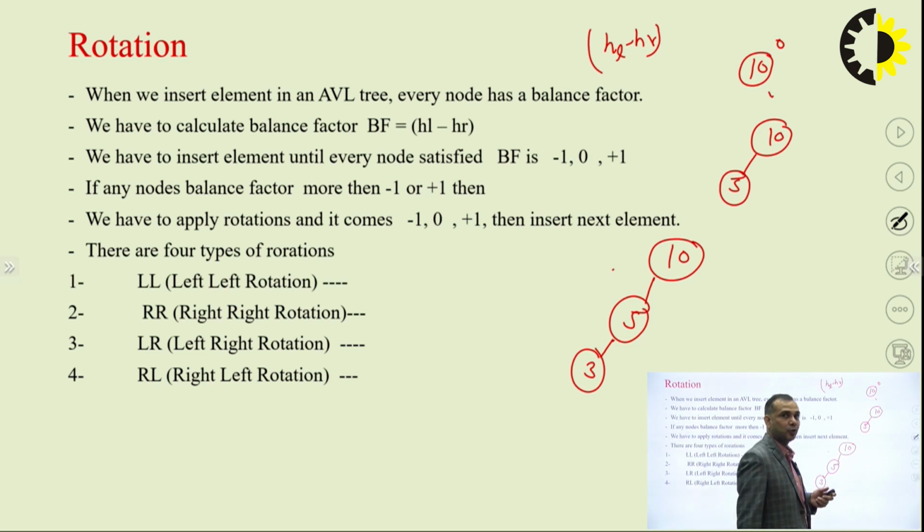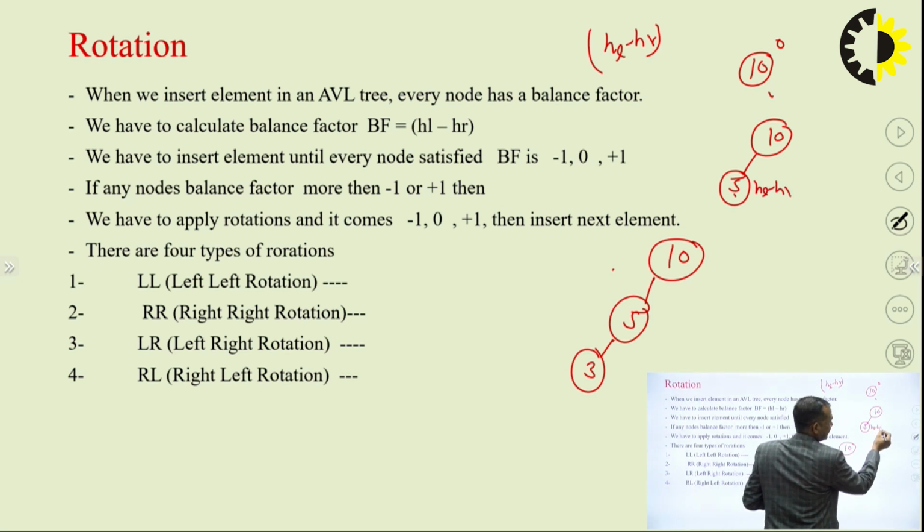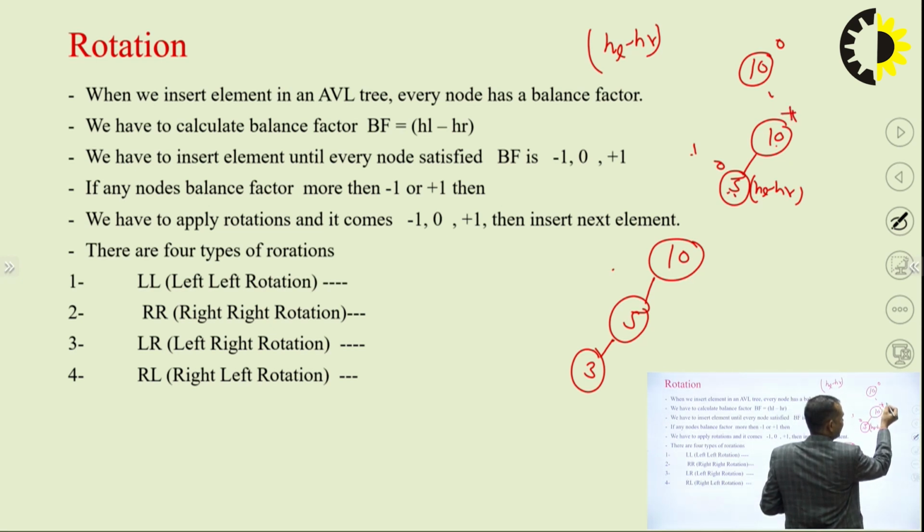Again we have to calculate the balance factor of both nodes. What is the balance factor of this? That is HL minus HR. Left height is 0, right height is 0, so its balance factor is 0. Now we have to calculate the balance factor of 10. Left height is 1, right height is 0, that is 1 minus 0, so its balance factor is 1.